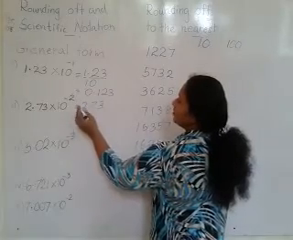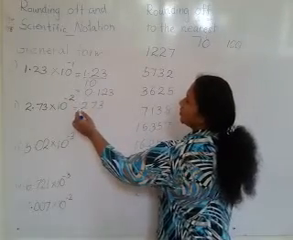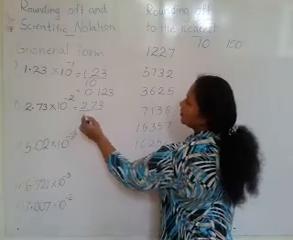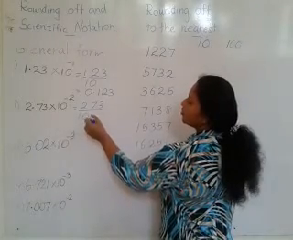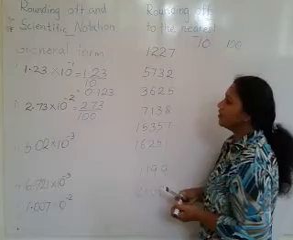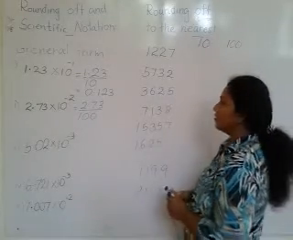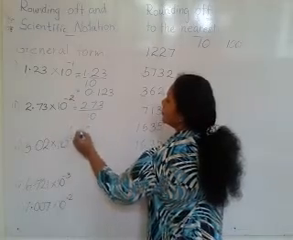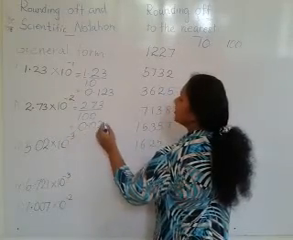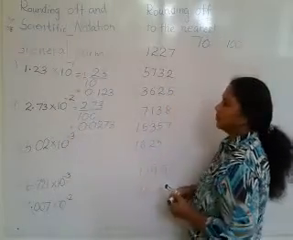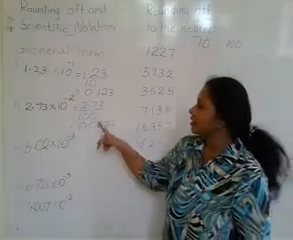2.73 times 10 to the power minus 2. Making it into a positive index, it becomes 10 to the power 2, which means 100. When we divide 2.73 by 100, the answer is 0.0273.